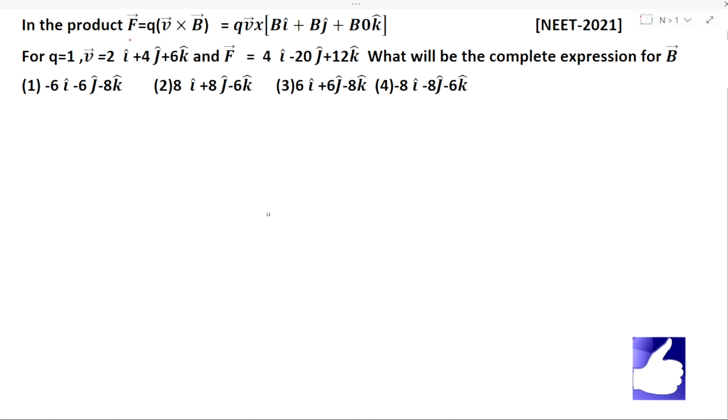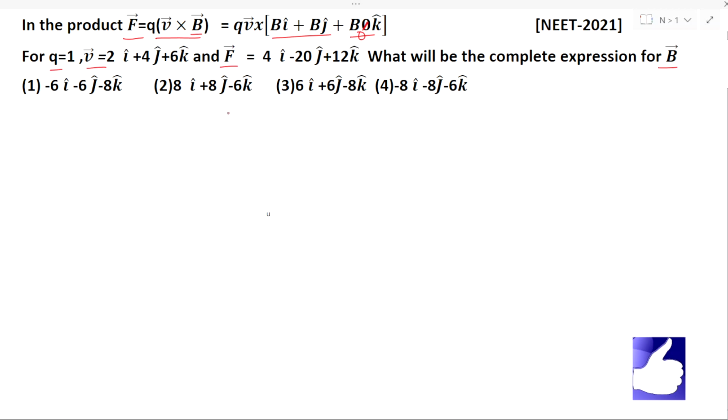He gave the formula for force F equal to Q into V bar cross B bar, and he told us to take B like this, that is B i cap plus B j cap plus B naught k cap. And he gave the value of Q, velocity vector V bar and force vector F bar. He is asking us to calculate the complete expression for B bar.